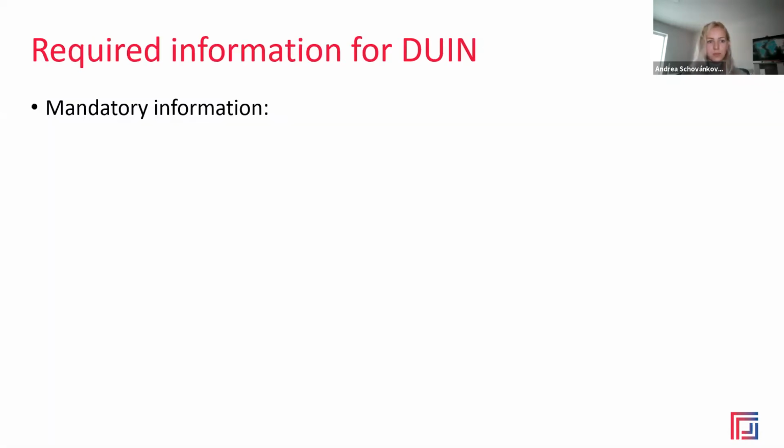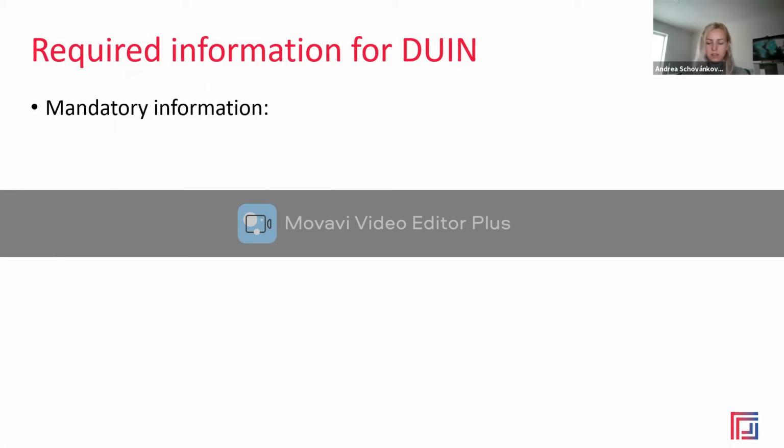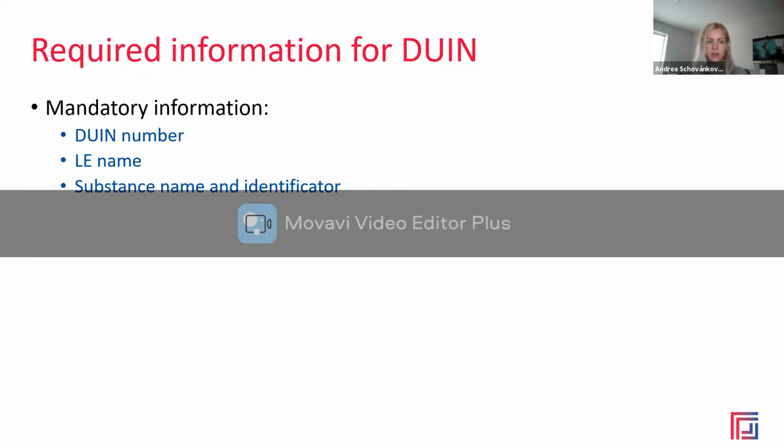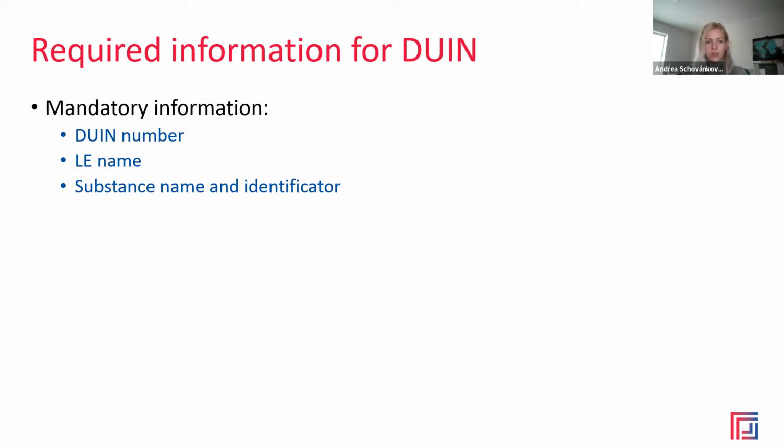So now we can move on to the required information for downstream user import notification. It's been hard to tell what is really mandatory and what doesn't have to be in the spreadsheet. So I tried to do it as simple as I could. The mandatory information are always the downstream user import notification number, then your legal entity name, and then the basic substance identifiers like name and, if it's available, your CAS and EC numbers. This is the must in the table.